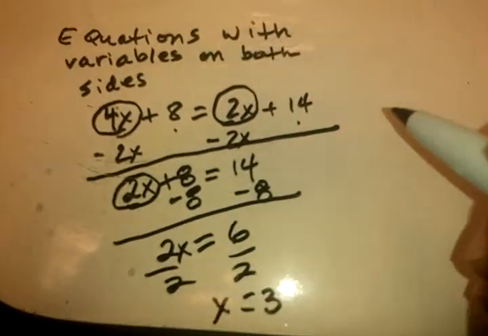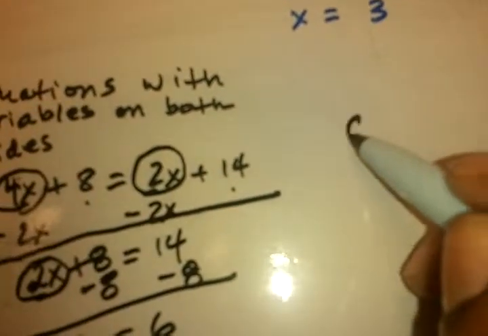We're going to end up with 2x is equal to 6. Divide both sides by 2. And x is equal to 3. And so let's show the check of this problem.